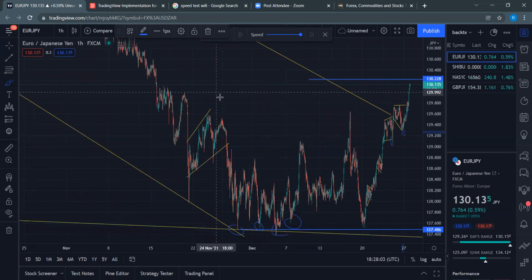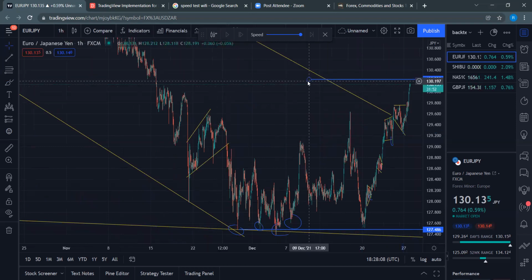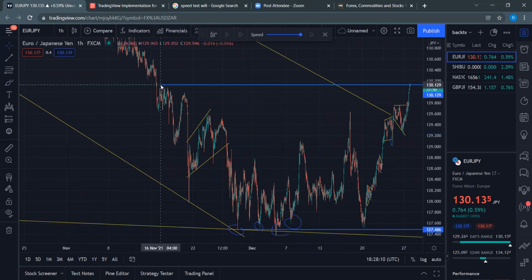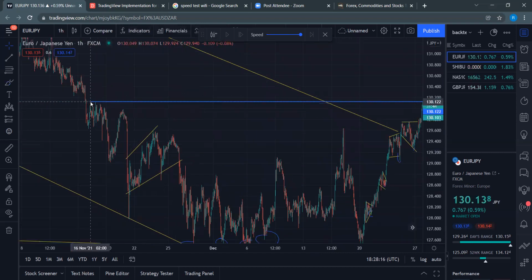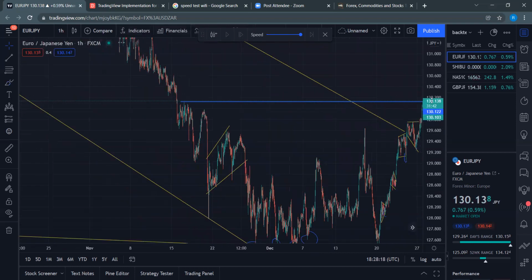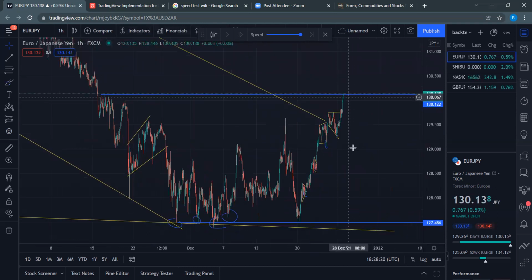And then on this horizontal ray here, I put this horizontal ray here. We had an impulse, we had a correction. I put the horizontal ray here because there is a possibility that when the market gets here, it might reverse. So that's why this horizontal ray is here.